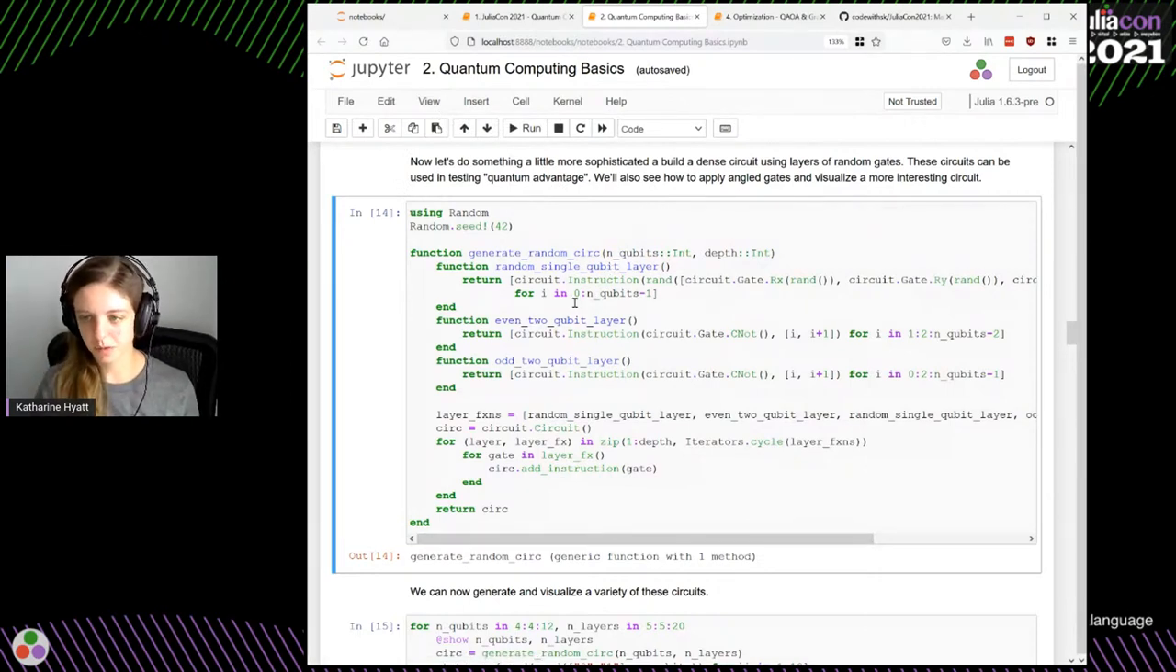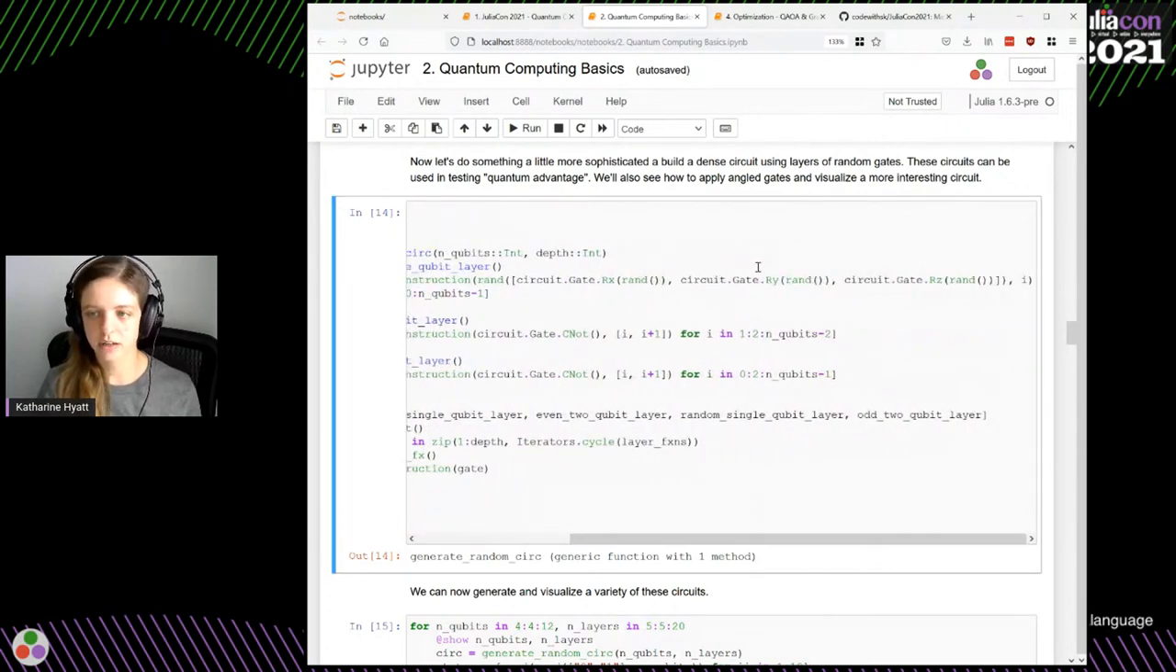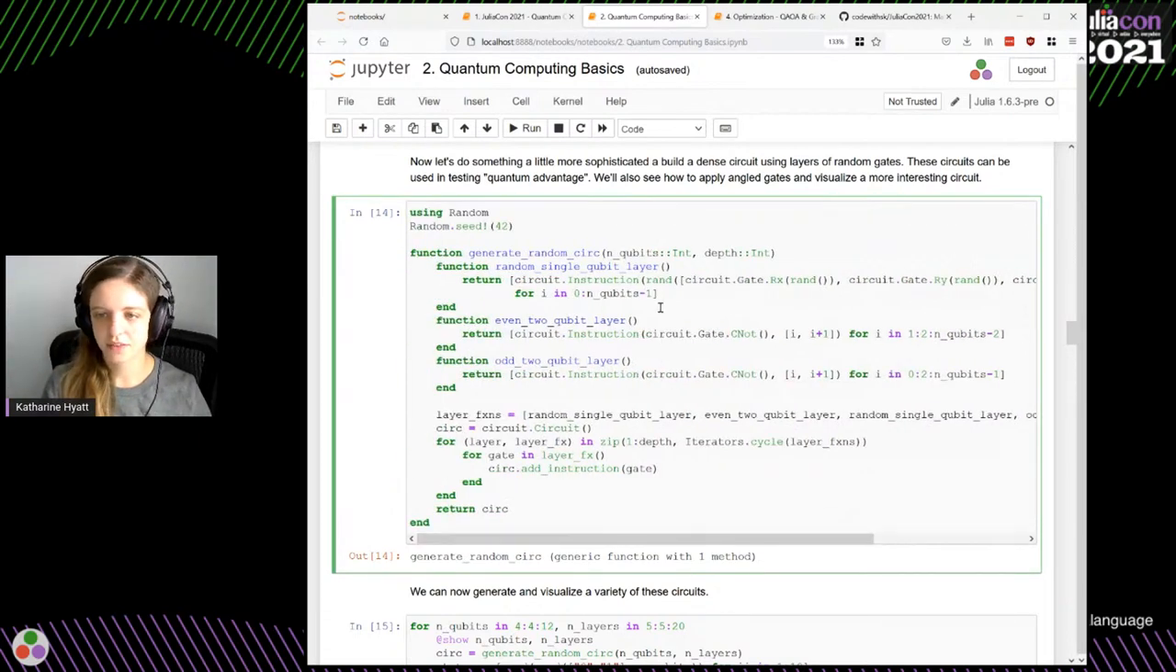So in random single qubit layer, we're going to generate an instruction to apply to the circuit by randomly choosing between one of three single qubit rotations: rotation along X, rotation along Y, and rotation along Z. And the angle for the rotation is also randomly chosen. So that's why we set the seed earlier. And then we're going to apply a rotation gate to every single qubit in the circuit in each of these single qubit gate layers. The iteration over qubits runs from zero to the number of qubits minus one, because in Python, arrays start with zero. So in the Braket SDK, the first qubit is always zero.